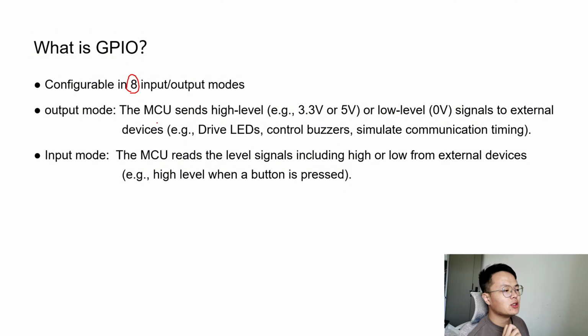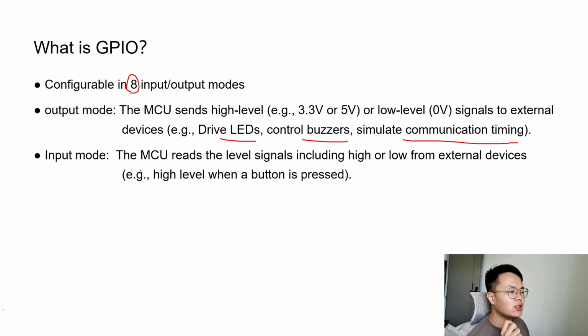For output mode, the MCU sends a high level or low level signal to an external device. 3.3 volts generally or 5 volts for high level and 0 volts for low level. We often use output mode to light the LED, control a buzzer, and simulate communication timing.